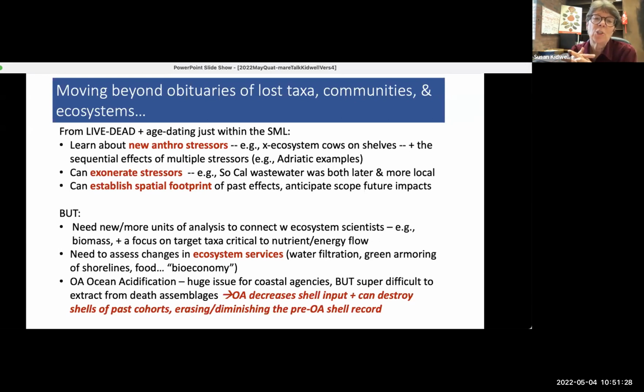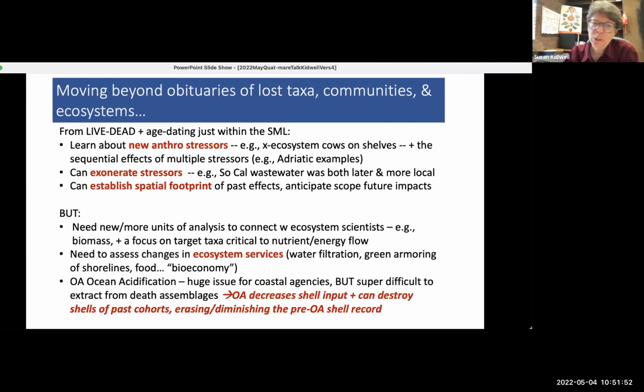We need to assess changes and think in terms of what are the effects on ecosystem services, not the particular biodiversity, not the particular set of species, but the net effects, the consequences for water filtration, for natural community protection of shorelines, for food, what we would call the bioeconomy. Sorry, that hurts to think about our animals, but.